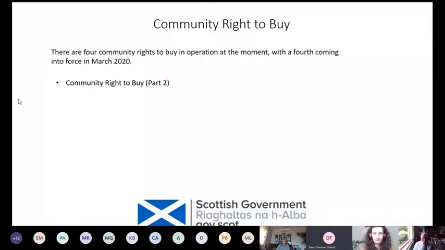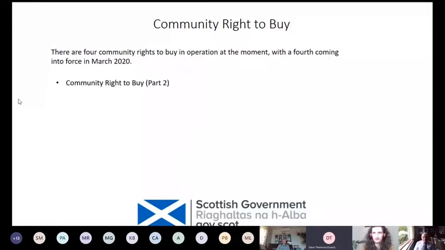2003 as part of the original Land Reform Scotland Act. And what that gives is community groups an opportunity to register an interest in land, and by land I mean land, buildings, etc. It gives a community group a chance to register an interest so that even when an owner decides to sell, that community group is given the first opportunity to buy. So it's not a compulsory purchase, it's a registration of interest.